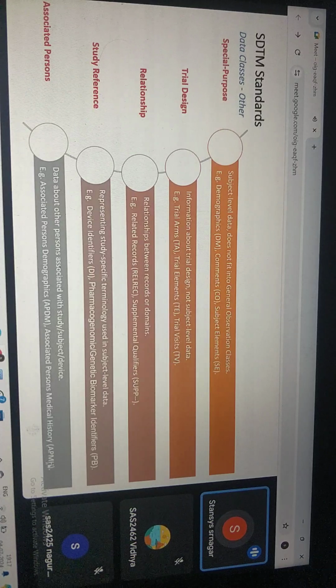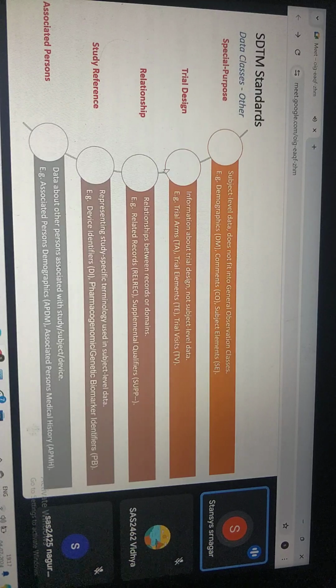Okay, so this is the MH, medical history. Associate person medical history is the APMH. Remember, it is regular domain-wise only. The only difference is that there will be the prefix of AP. AP stands for the associate person. So these are the other classifications.